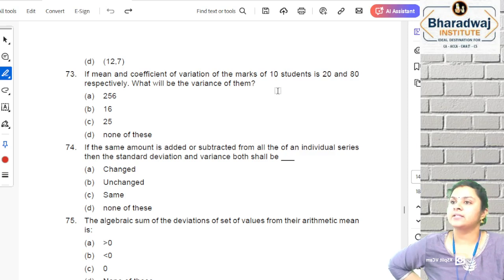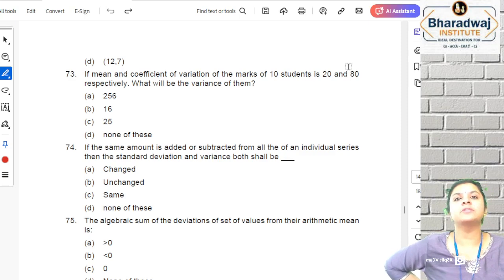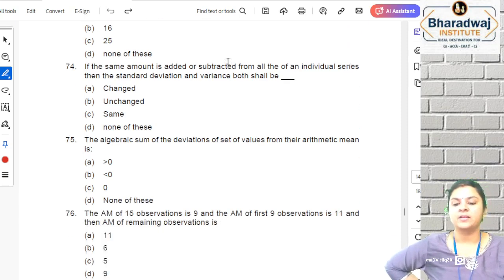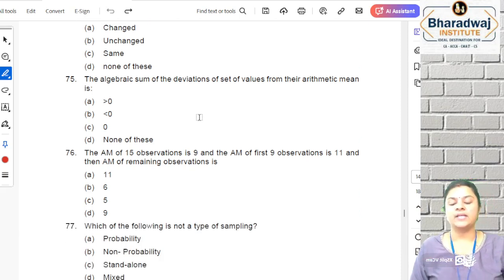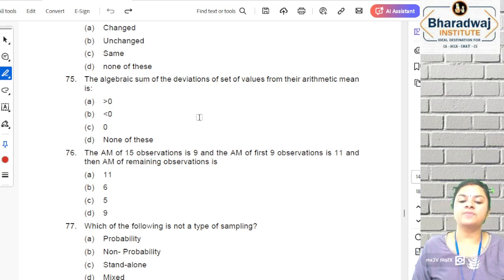The 73rd. Mean and coefficient of variation is given. What will be the variance? So you should find the standard deviation and then find the coefficient. What is the formula? Coefficient of variation is SD by AM into 100. 74. If same amount is added or subtracted from a series, standard deviation and variance will remain unchanged. Next, algebraic sum of deviations from arithmetic mean. Sum of deviations from arithmetic mean is always 0.